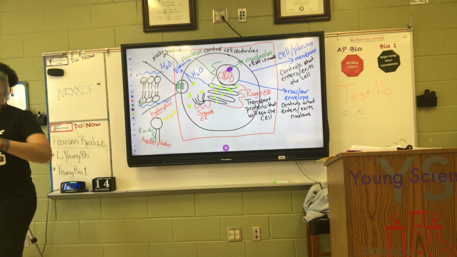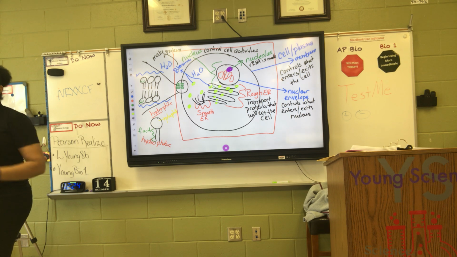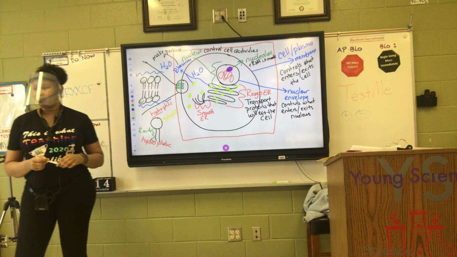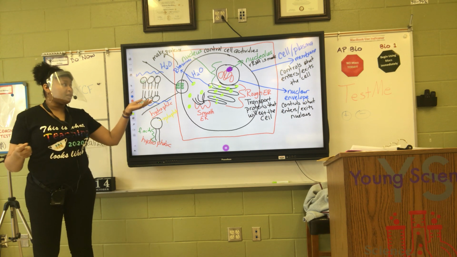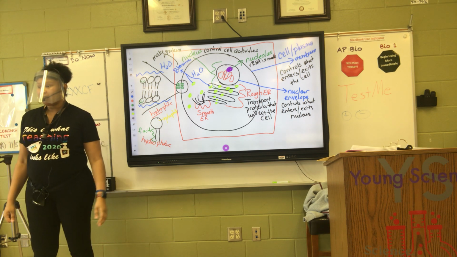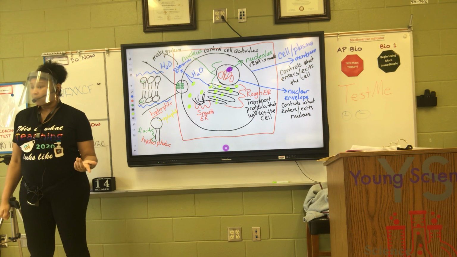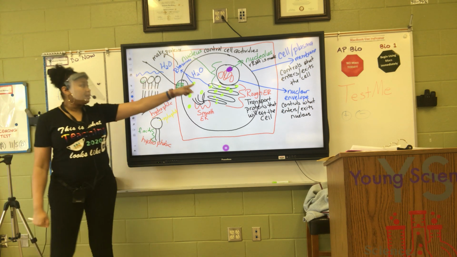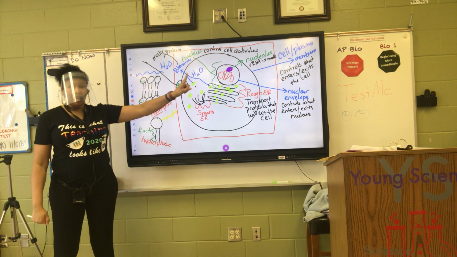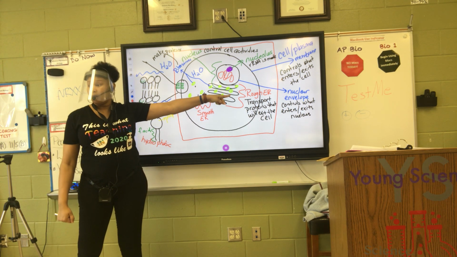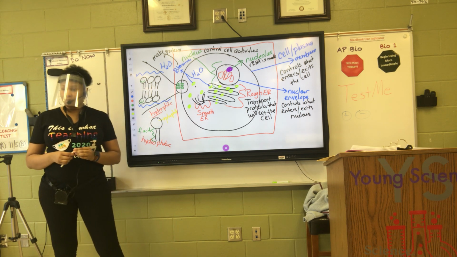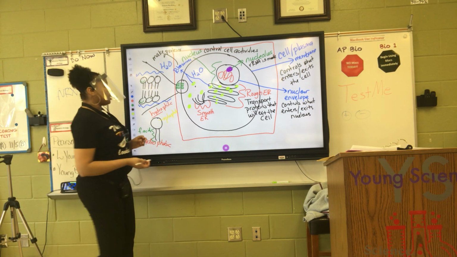Where are proteins made that stay in the cell? Which ribosomes? The ribosomes in the cytoplasm or the ribosomes on the ER? In the cytoplasm. If it's staying in, it's made in the cytoplasm. If it's leaving out, it's made on the rough ER. Got it? You sure? What does ER stand for? Endoplasmic reticulum.